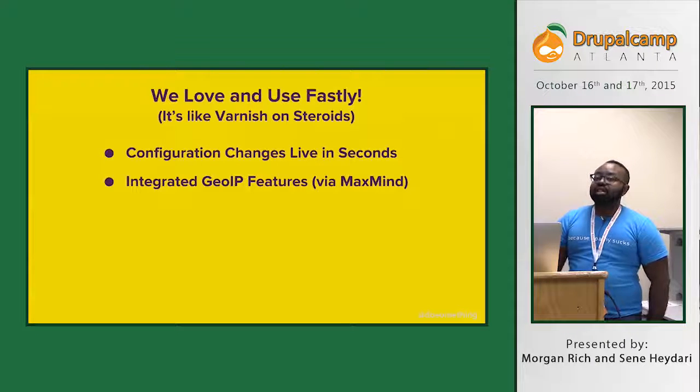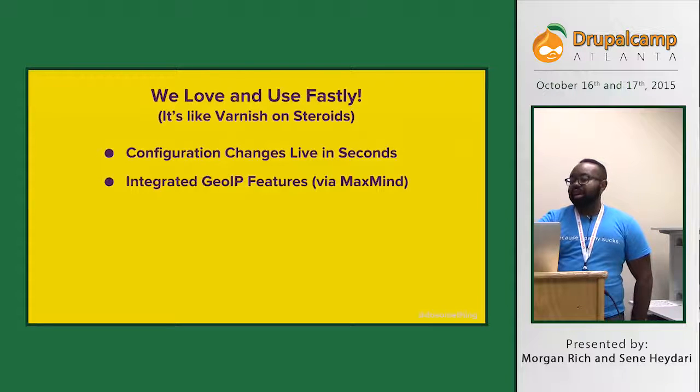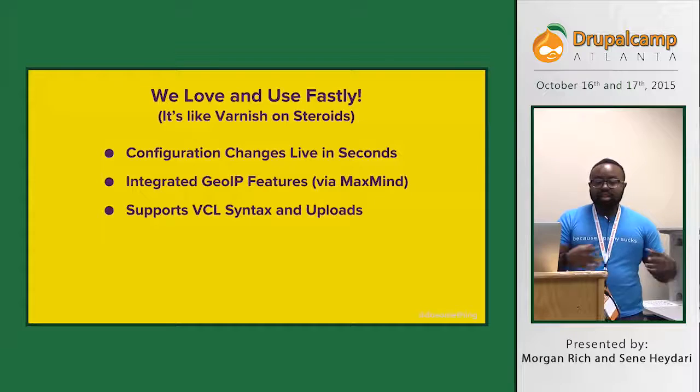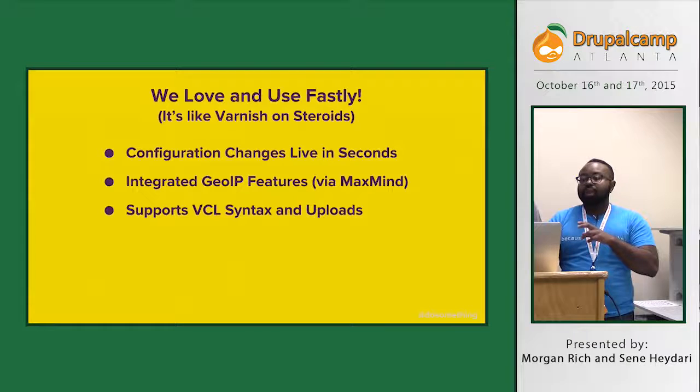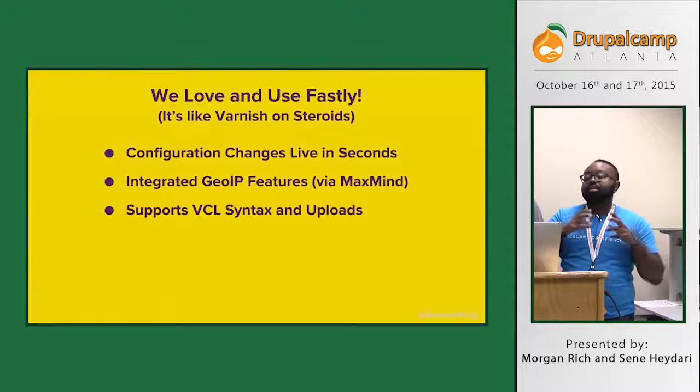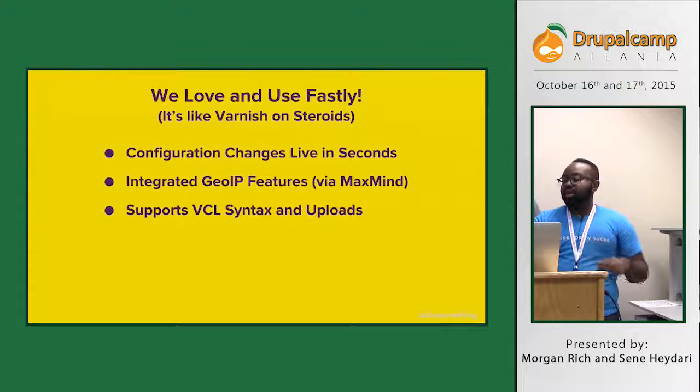Because Varnish has GeoIP features, they've been integrated into Fastly. So you can simply put headers into your Fastly configuration, and it'll pass through country code and all that sort of thing that MaxMind and GeoIP offer. And because it's on Varnish, it supports VCL syntax. So if you had Varnish servers running locally, you can just upload your VCLs to Fastly and run all of those things at the edge instead of on your own Varnish servers.